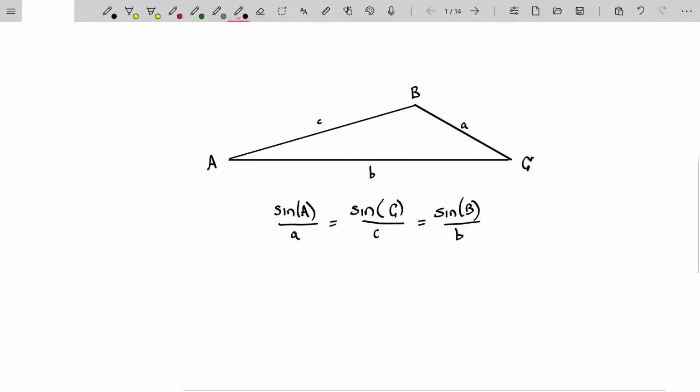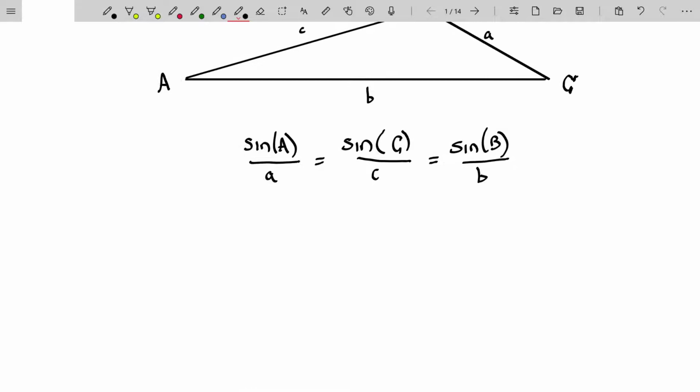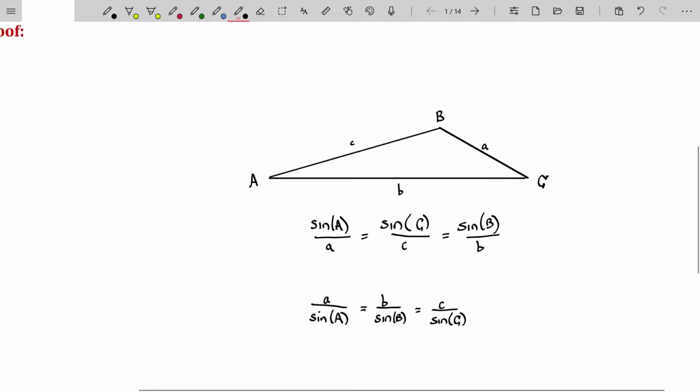Also, you may see this in a textbook written slightly differently. They might write it the other way. So if two numbers are equal, their reciprocals are equal. So side A over the sine of angle A is the same as side B over the sine of angle B, which is the same as side C over the sine of angle C. So these are all the same statements. And it really does create a very, very nice relationship between all of these sides and angles.